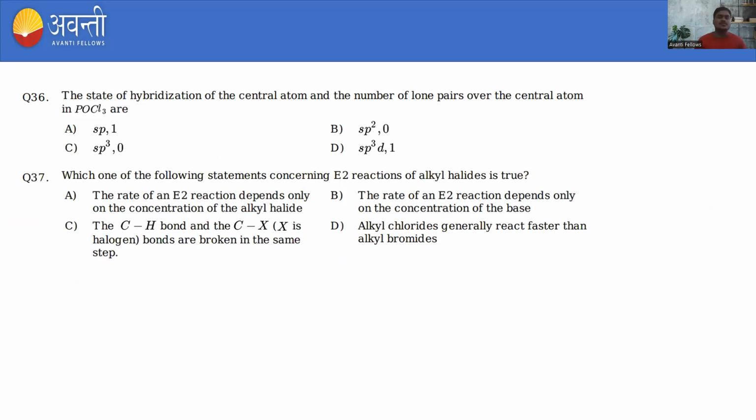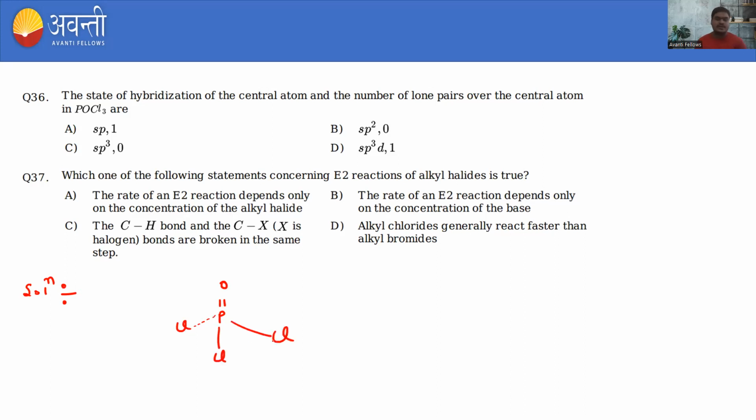Now, let's move to the next question. That is the state of hybridization of the central atom and the number of lone pairs over the central atom in POCl3. For this question, you have to draw the diagram. This question is from chemical bonding. So how will you draw the diagram of POCl3? We know that this is the diagram of POCl3, right?